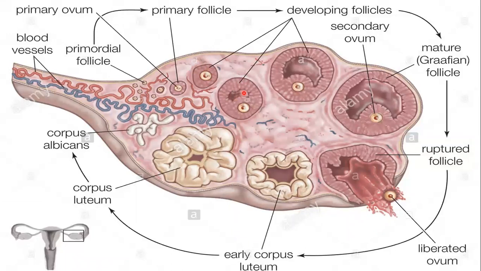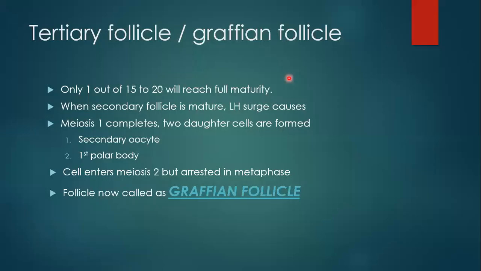This is the antrum, the fluid-filled space, which eventually enlarges. And this is the antral follicle or secondary follicle. Then the tertiary follicle, also known as the Graafian follicle, right? Only 1 out of 15 to 20 follicles will reach full maturity. When the secondary follicle is mature, the luteinizing hormone surge causes meiosis 1 to complete, right?